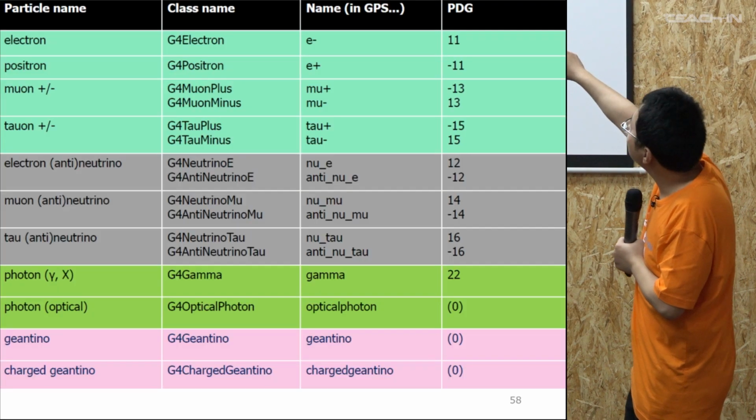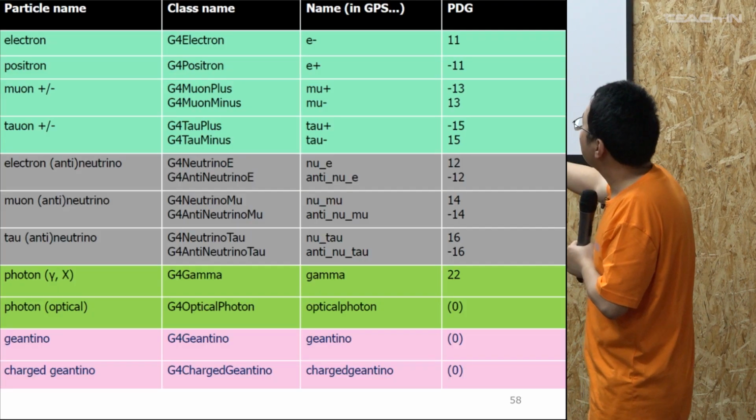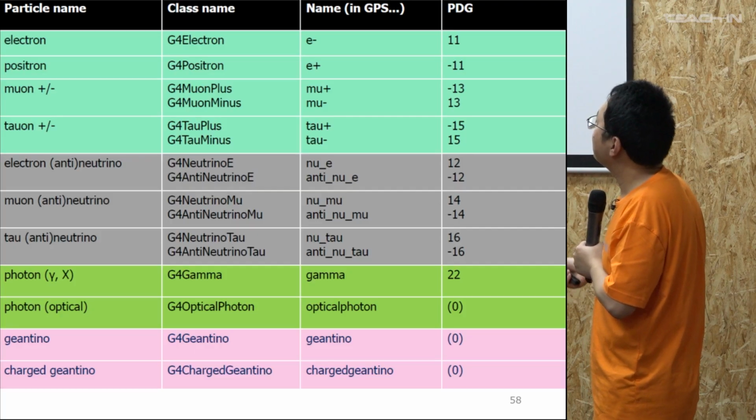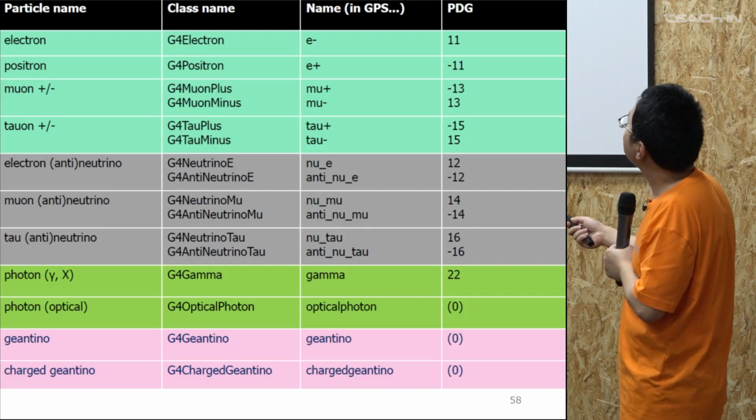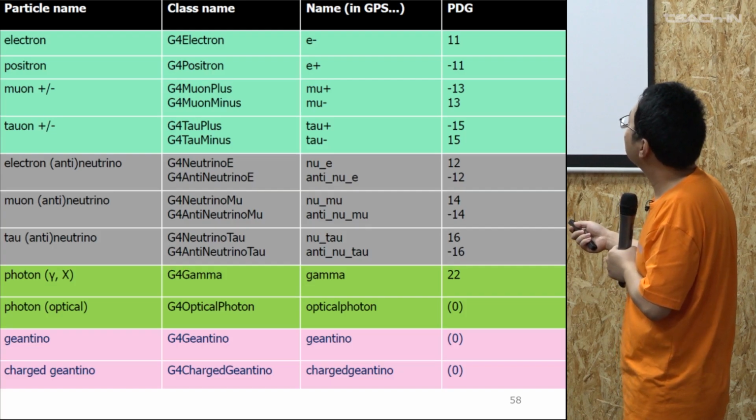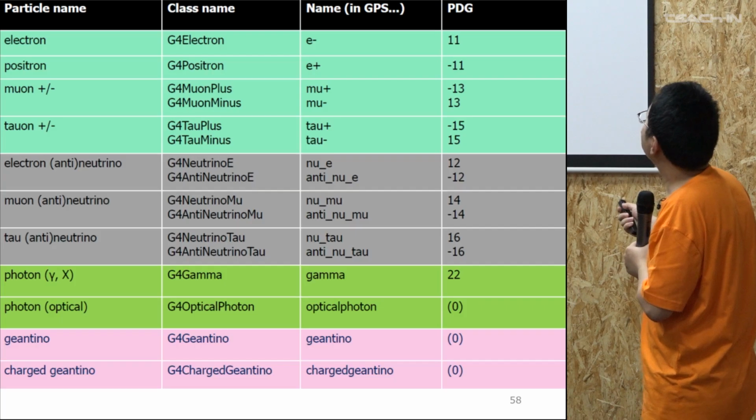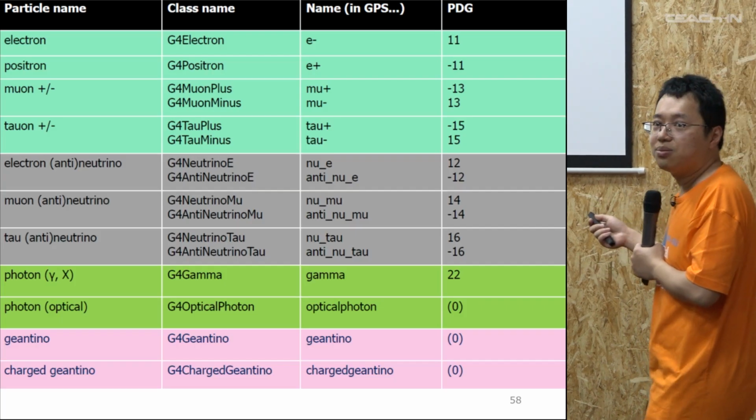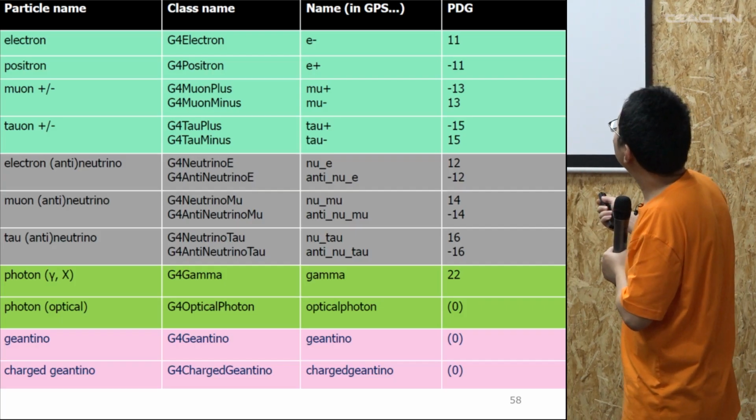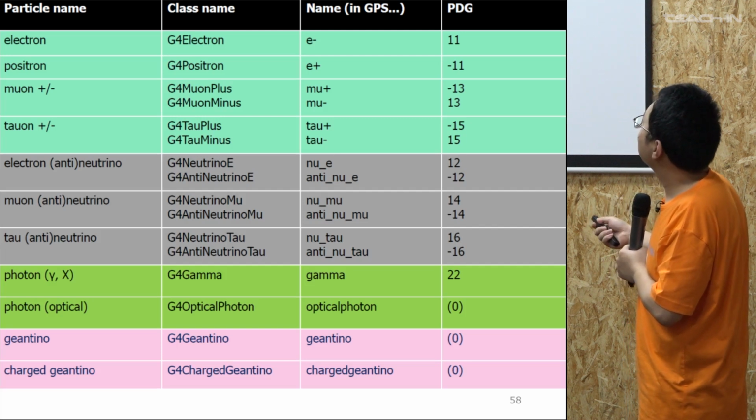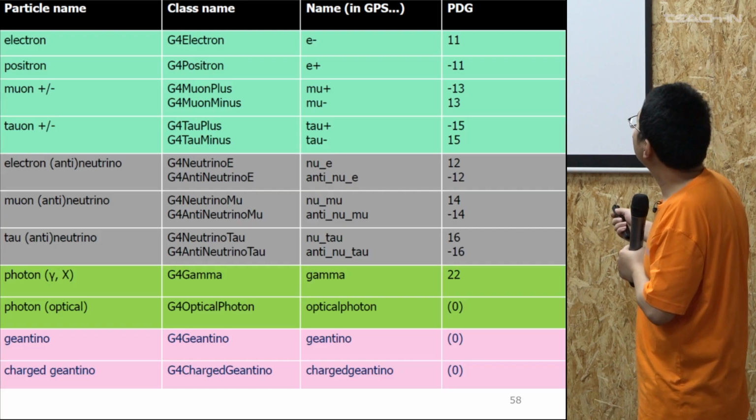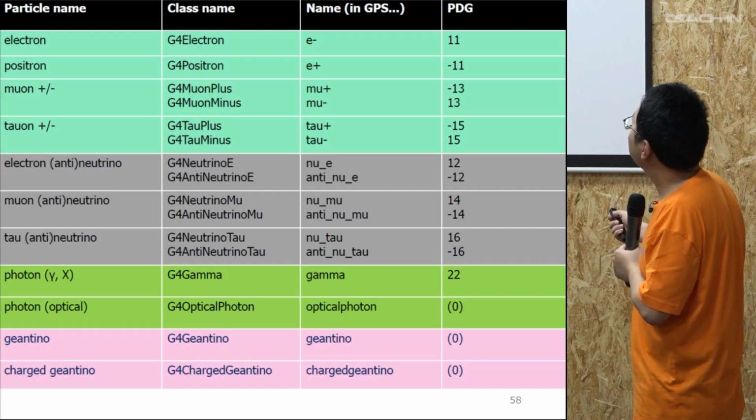Okay, so this is a list of some tables, so you can find most of the useful particles here. For example, the electron is called G4Electron, and during the simulation, if you get the PDG ID, it's 11. And for the positron, because it's the opposite of the electron, it has a negative 11.